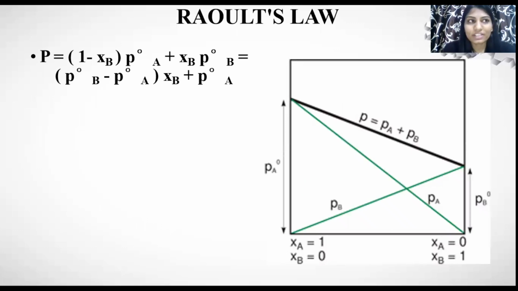Now, you must be aware that the sum of all the mole fractions is equal to 1. So, XA can be written as 1 minus XB, or XB can be written as 1 minus XA. Now, as you can see on the screen, this is the curve of Raoult's law. When XA is equal to 1 and XB is equal to 0, then total pressure will be equal to P0A. And if XA is 0 and XB is 1, then total pressure will be equal to P0B. And this is the curve which is shown here, that is for the total pressure, which is equal to PA plus PB.